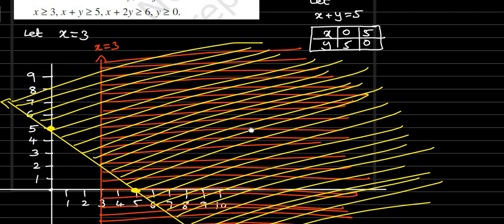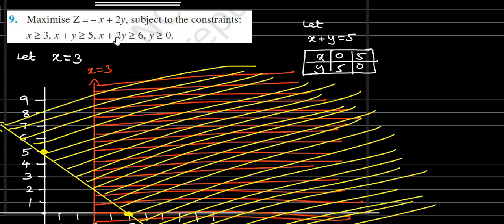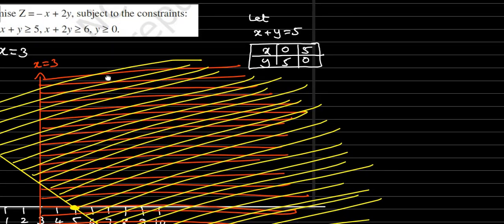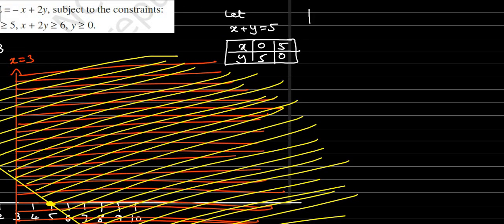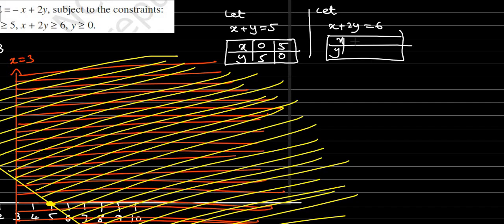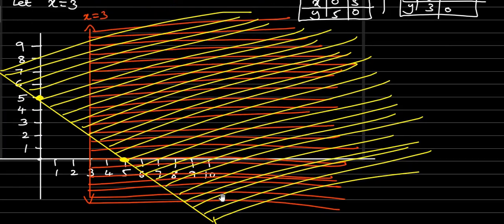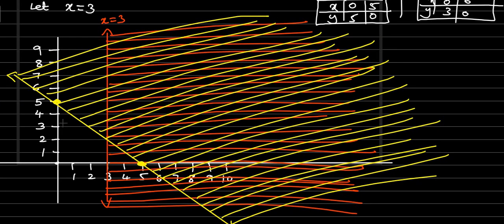Okay, now the next inequality is x plus 2y greater than or equal to 6. Now for the third inequality, to identify the solution, first we need to convert the given inequality as an equation. X plus 2y equal to 6. If x equal to 0, then the corresponding y value, 2y equal to 6, y will be 3. If y equal to 0, x takes the value 6. Now 0 comma 3, 6 comma 0. So here 0 comma 3, 6 comma 0 here.